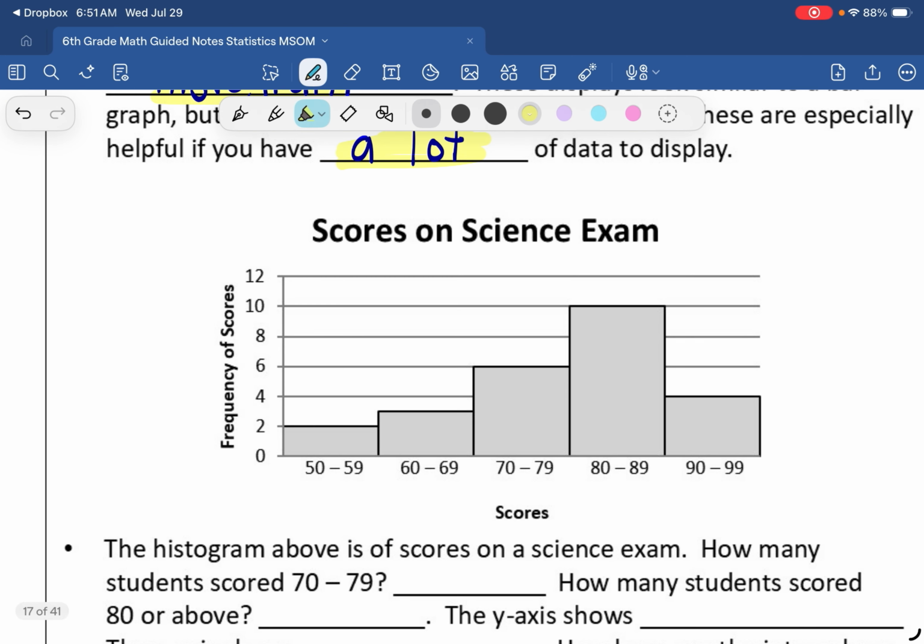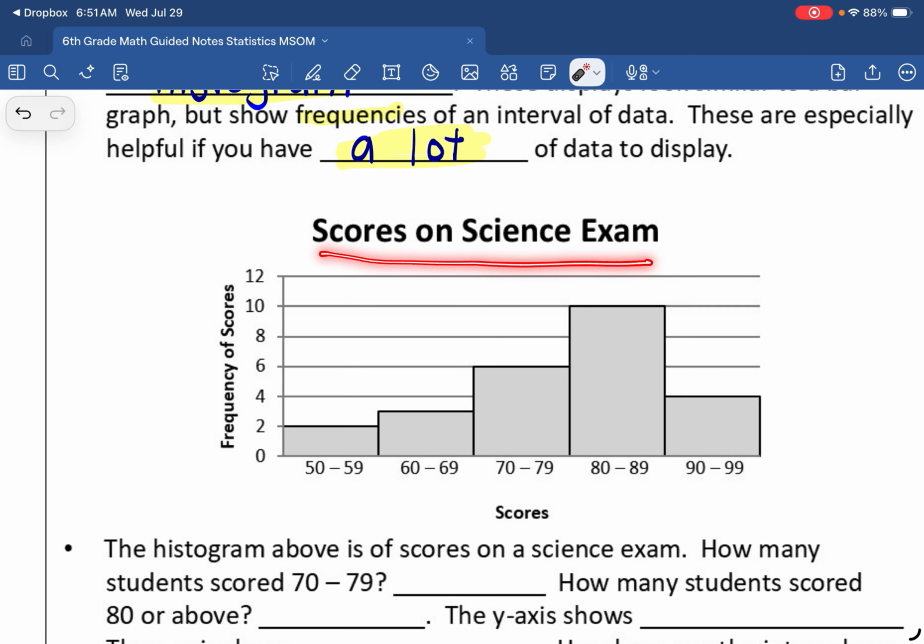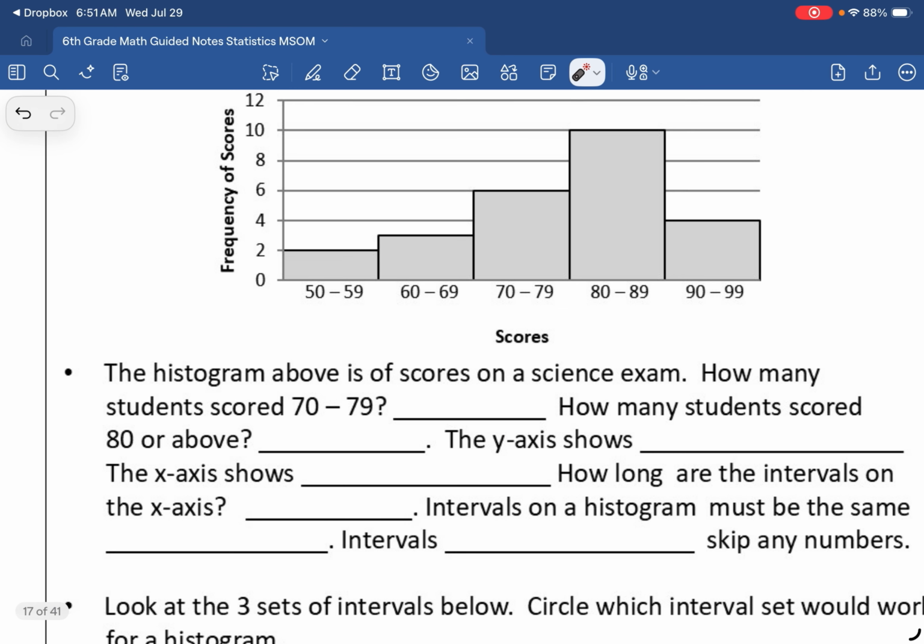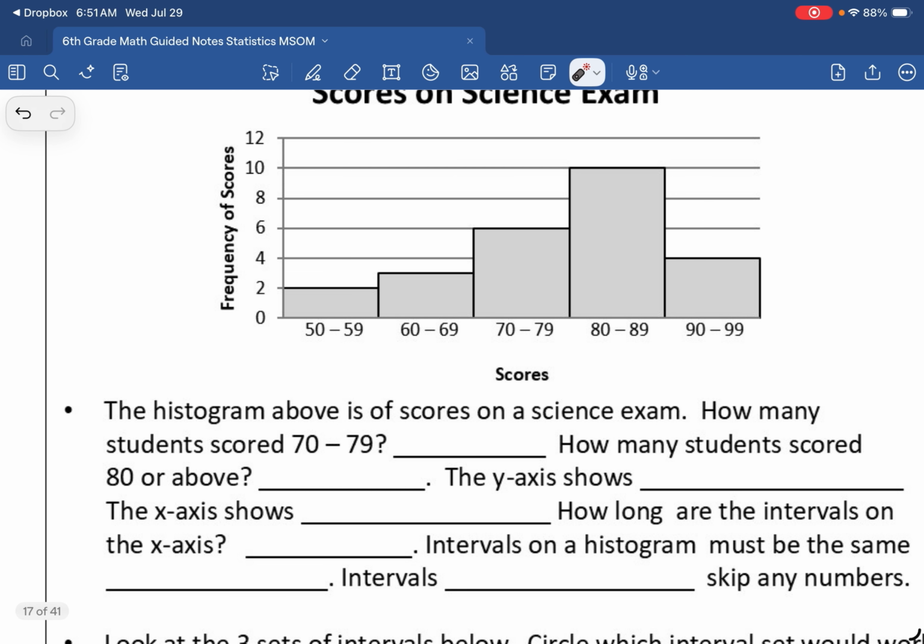So this is a histogram of scores on a science exam. So it looks kind of like a bar graph, but it's showing intervals of data. So for example, 2 people had a score between 50 and 59. 3 people had a score between 60 and 69. The histogram above is of scores on a science exam. How many students scored 70 to 79? So 70 to 79 would be 6 people. How many students scored 80 or above?